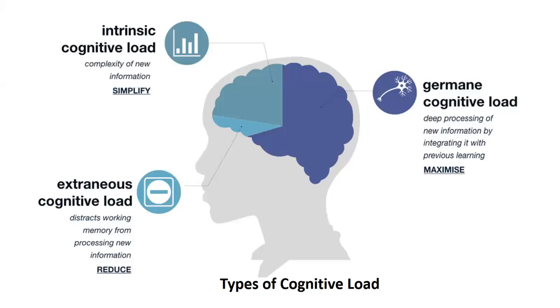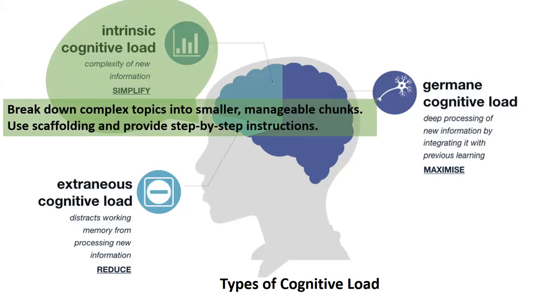There were types of cognitive load defined by him. First one is intrinsic cognitive load, where the complexity of new information needs to be simplified, which is to break down complex topics into smaller manageable chunks, and also using scaffolding and providing step-by-step instructions.